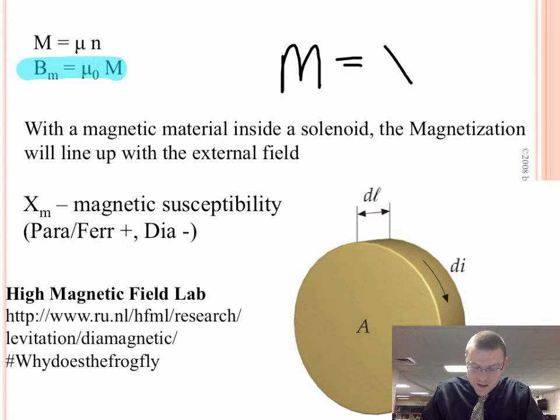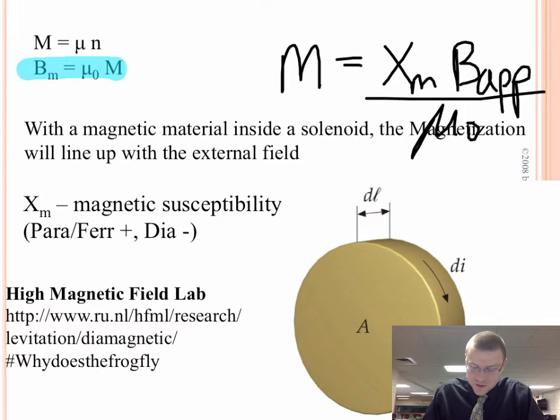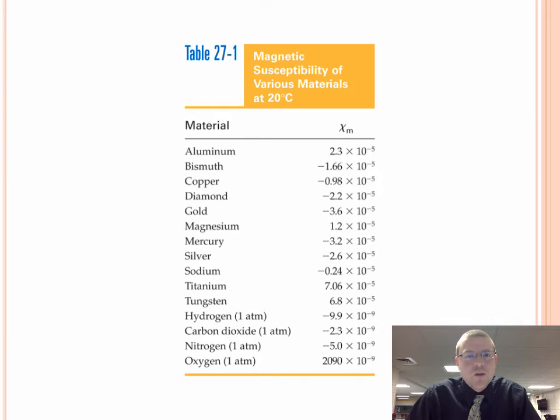Magnetization can be found by chi sub m, which we call the susceptibility of the material to be magnetized, multiplied by the applied magnetic field all over mu 0, which means if there's nothing in the solenoid, then there's nothing to magnetize. But when you put a material in the solenoid, depending on its susceptibility, it will become magnetized based on this value. This value can be found here in this table for different materials. You can see aluminum has a positive susceptibility, while copper, bismuth, diamond, those things have negative susceptibilities, which means they don't like to be magnetized. But titanium, tungsten, those all are materials that do like to become magnetized.